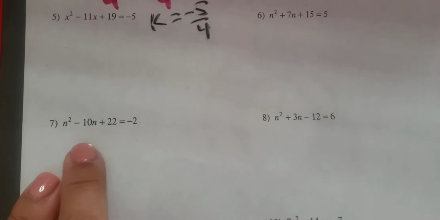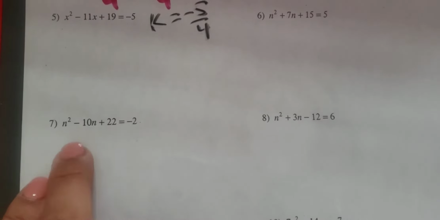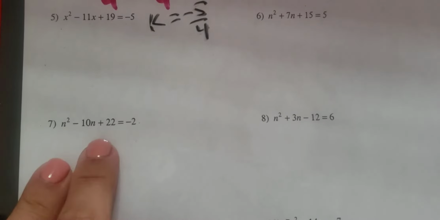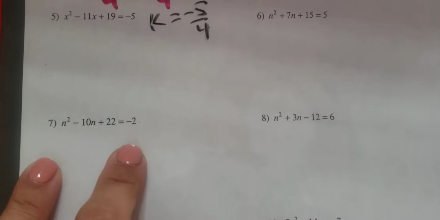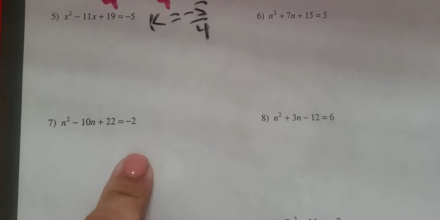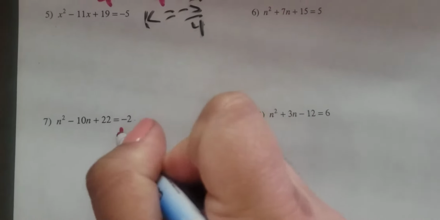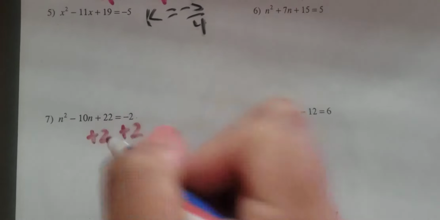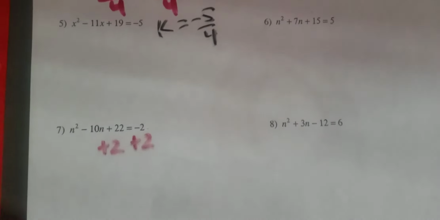So number 7, what you notice is we have a quadratic equation on the left-hand side, so it's not factored. What that means is we're going to have to factor it out. But if you notice, it's actually equal to -2 and not 0. They should always be equal to 0. So the first thing you're going to do is add 2 to both sides to basically move the constant to the left side, okay?